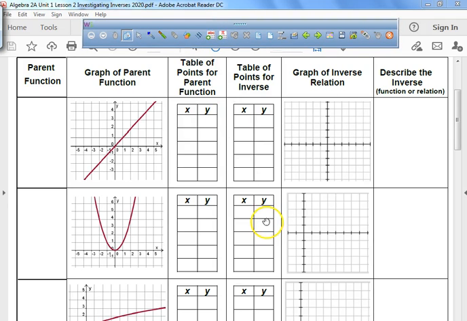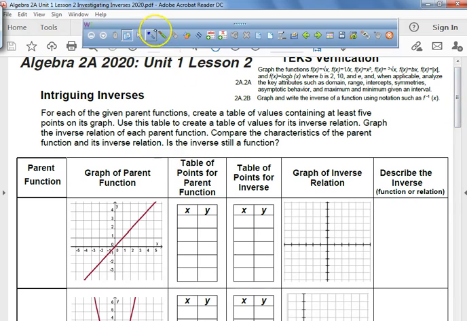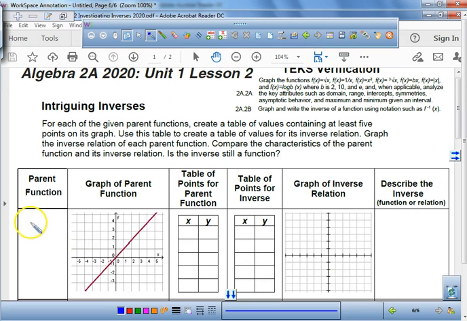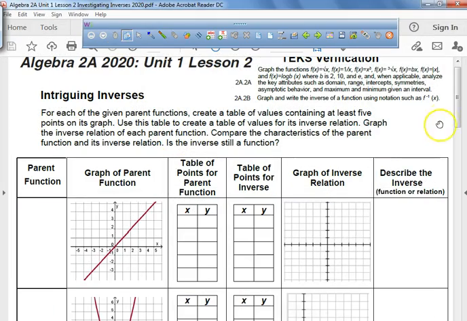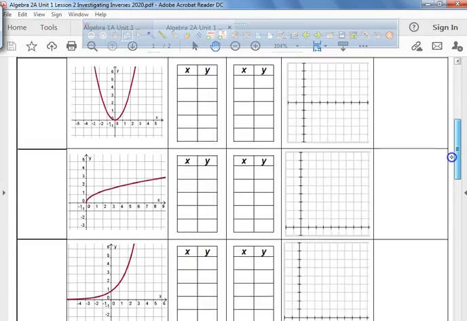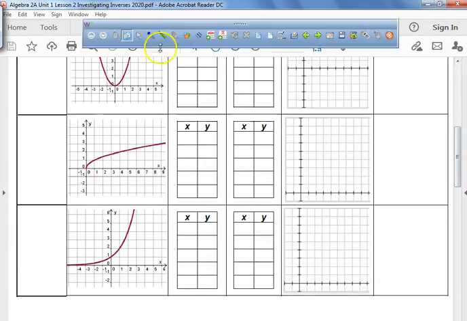I need to add a couple of instructions here for you guys that are working at home. I'm going to go over each one of these real quick. This parent function is linear. We talked about that, which is y equals x. So that's what you're going to be using for that one. We talked about the quadratic. This is going to be your square root and then your exponential.